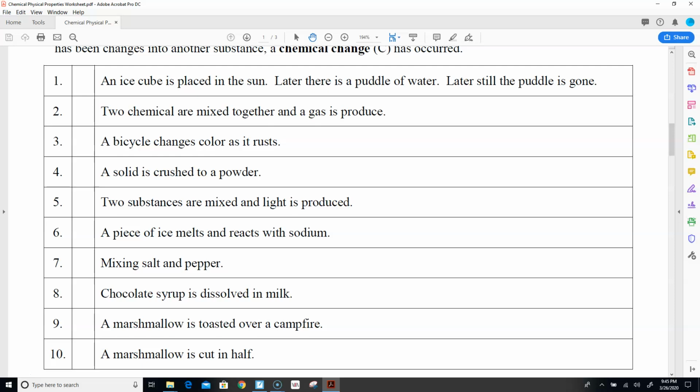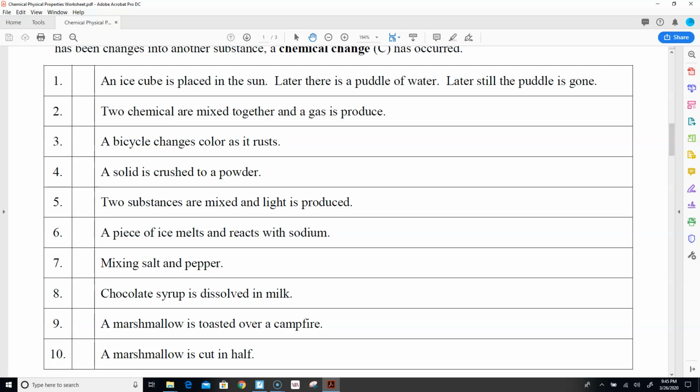Two substances mixed together and light is produced. So this is like glow sticks. When you snap them and you break the little capsule in there and the chemicals mix and they start to glow, it's a chemical change. A piece of ice melts and reacts with sodium. So the ice melting is going to be physical, then reacts with sodium is chemical. When water and sodium combine, they'll produce hydrogen gas and heat. And if it produces enough heat, it explodes. So you can check that out if you want to go on YouTube and type in, sodium reacting with water. It's kind of a neat demonstration.